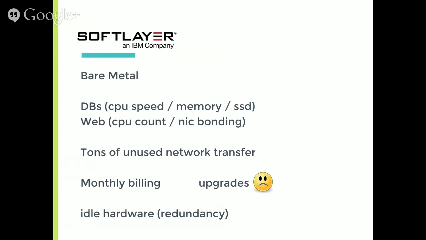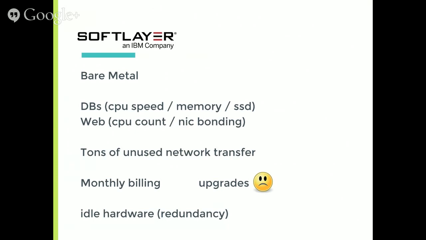We had a bunch of databases and web servers. In databases, we were focusing on CPU speed, memory, having fast disks. On the front end, we had a bunch of CPUs with just a bunch of network cards. Make sure that we can get all the throughput that we could. Every time you buy a server at SoftLayer, you get 5 terabytes transfer. When you buy 150 servers, you don't know what to do with that transfer, but you're paying for it.